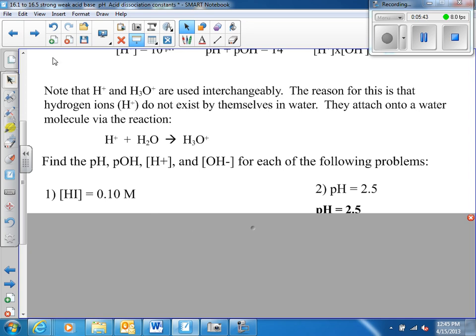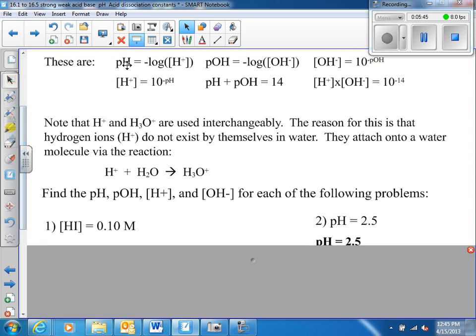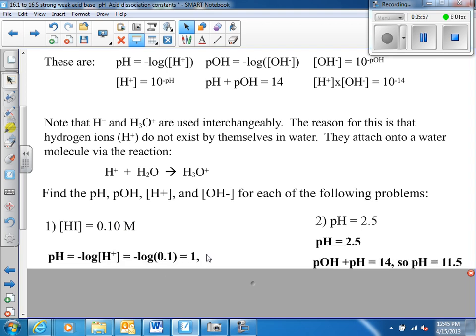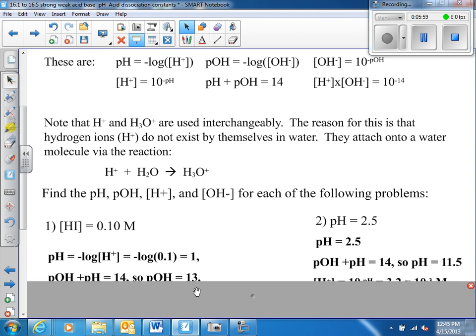I did this one a little bit backwards. Now for the pH, we have this equation. pH is negative log of H plus. And we see that H plus is 0.1 because this splits completely. We have 1 H, so there's 0.1 molar H plus. So pH is negative log of 0.1, which is 1.